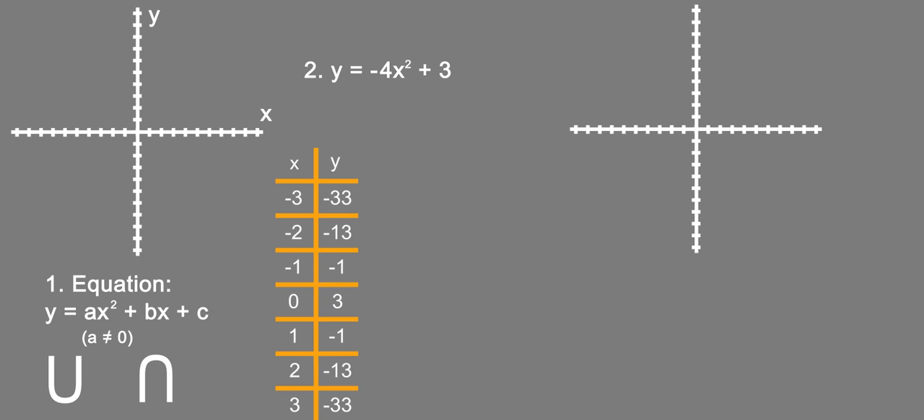So let's go ahead and plot these points. Over here on the graph to the left, we have negative 3, negative 33. In the x direction, each one of these tick marks represents 1. In the y direction, each tick mark represents 5. And then we connect the dots with a smooth curve. And there is our graph for y equals negative 4x squared plus 3.